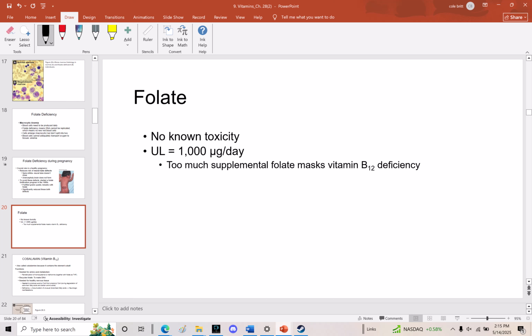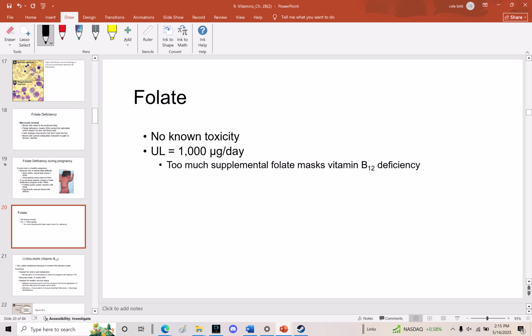But we do have a UL. This means the upper tolerable level, or like I call it, the upper limit. When we have a UL, and don't memorize this number, I don't care if you know what these numbers are. Just know that it has a UL because too much supplementing of folate will mask a B12 deficiency. And you don't want to do this because B12 deficiency is the reason you have megaloblastic anemia, and if you give someone folate, you will get rid of the anemia. But you won't get rid of the real problem, which is the B12 deficiency.